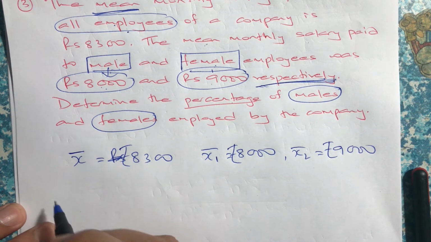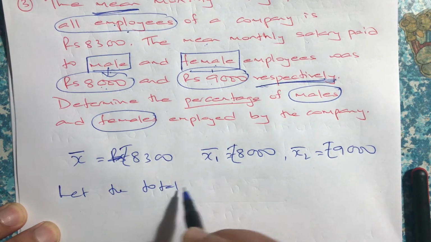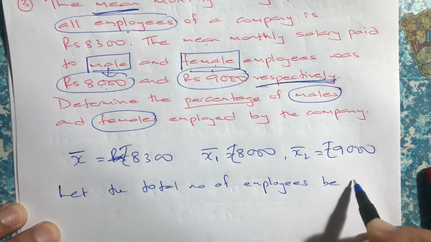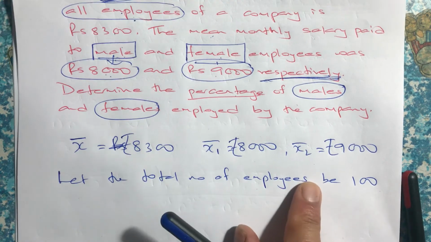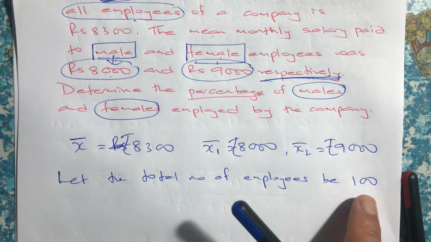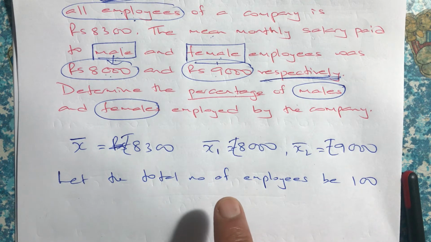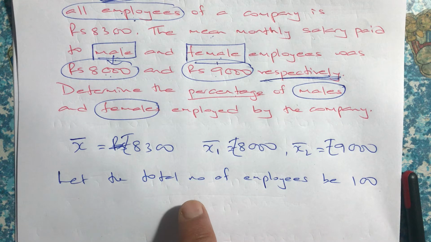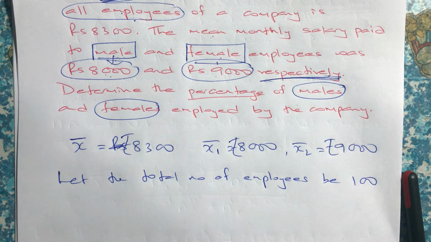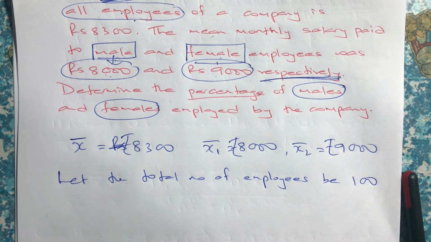So what we say is, if I want to find the percentage, let the total number of employees be 100. Okay, why 100? I will tell you the reason. We could have taken 50, 20, 30, 40, anything, but we took 100. Why? Because if I take 100, and let's say I happen to get the number of male as 20, since the total is already 100, I can say the percentage is 20%. I do not have to find the percentage separately.